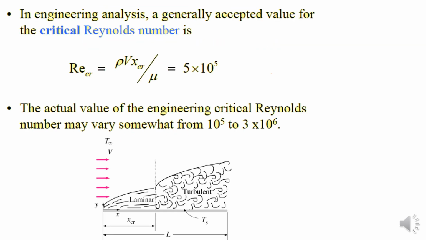So in engineering analysis, a generally accepted value for the critical Reynolds number is 5 times 10 to the power of 5. This critical number is the region or the maximum distance before the laminar flow turns into turbulent flow. In actual engineering, the critical Reynolds number varies somewhat from 10 to the power of 5 to 3 times 10 to the power of 6. But in heat and mass transfer, we use 5 times 10 to the power of 5 as the critical Reynolds number.